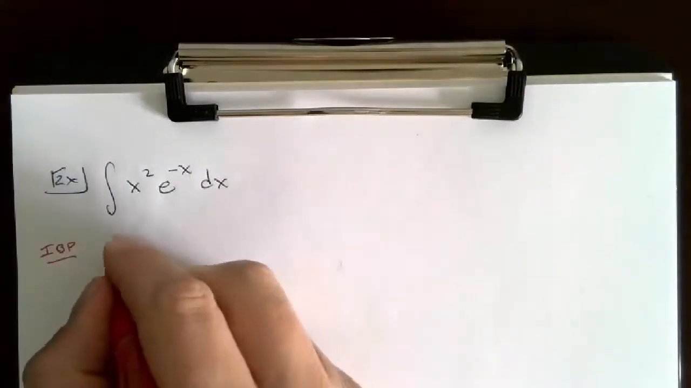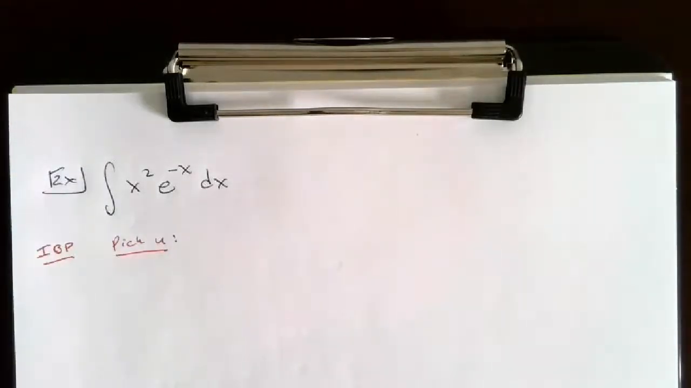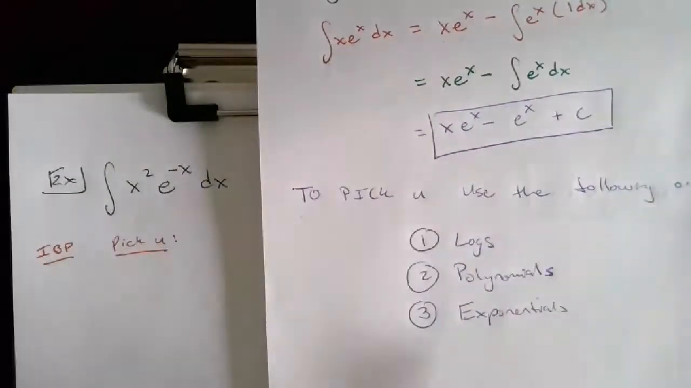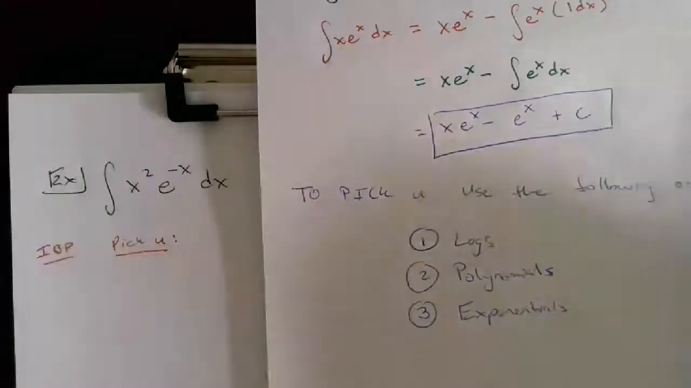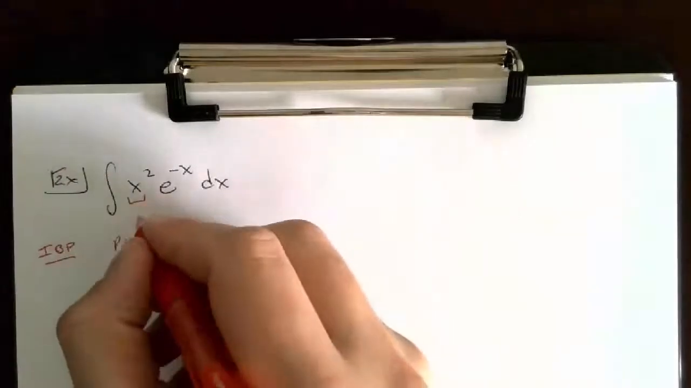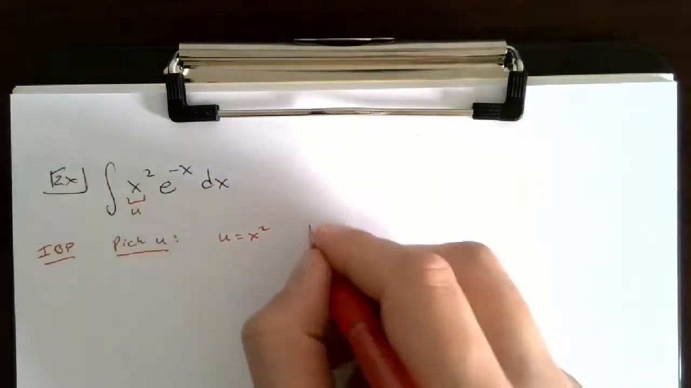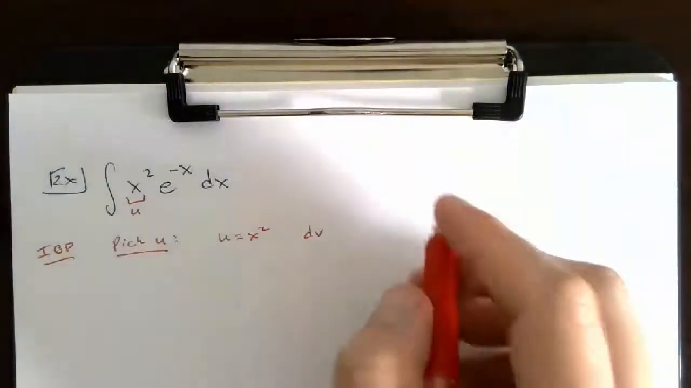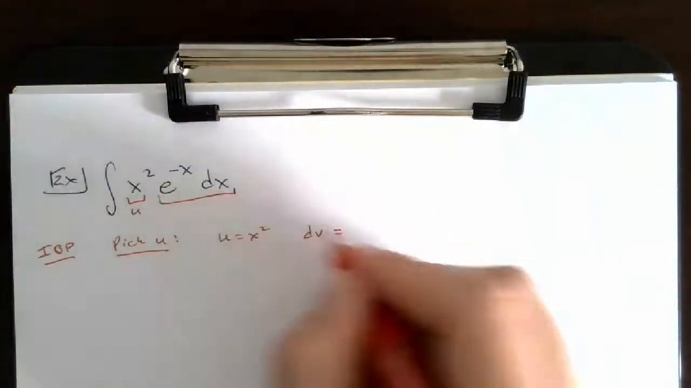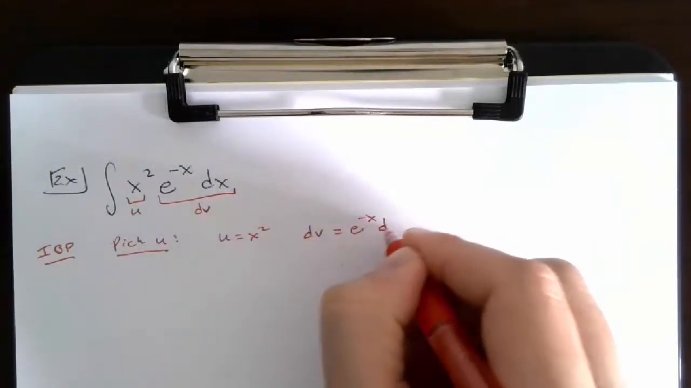And the first thing we do is pick u. This is important. When you pick u, we're following our priority. Logs, are there any logs in this problem? Well, no. Are there any polynomials? Yes, the x squared. So the x squared is how I'm picking u. So u equals x squared. Remember what that means. That means dv is everything else. So dv is equal to e to the negative x dx. So this is dv, e to the negative x dx.